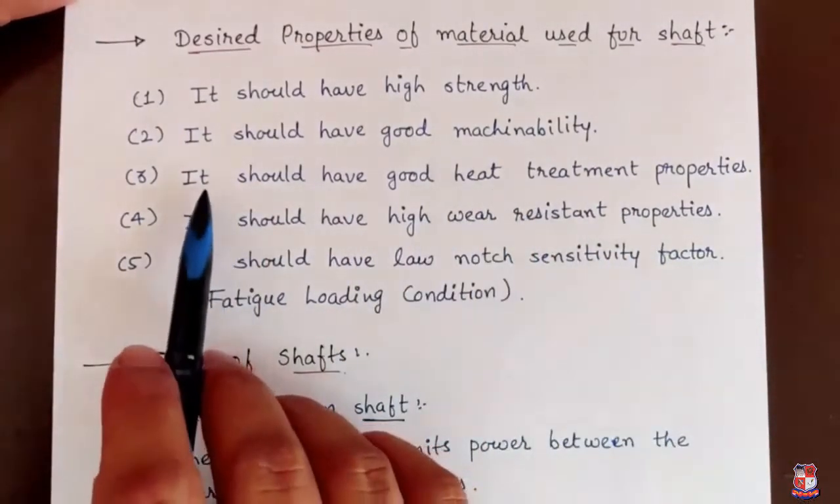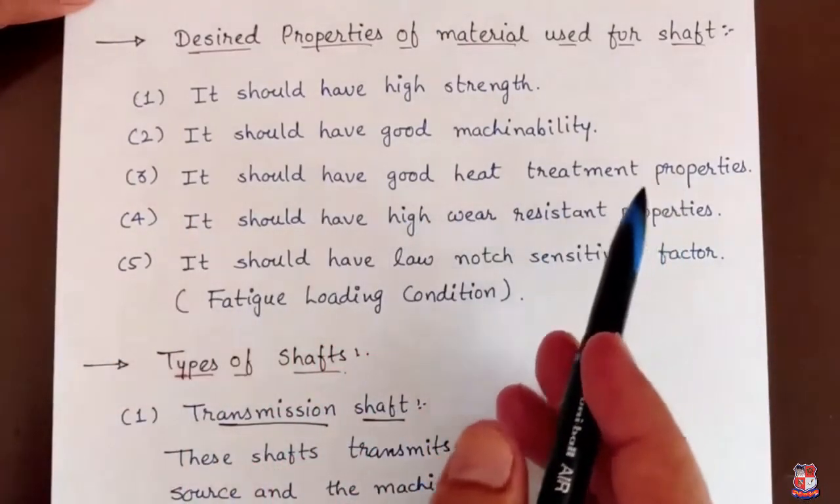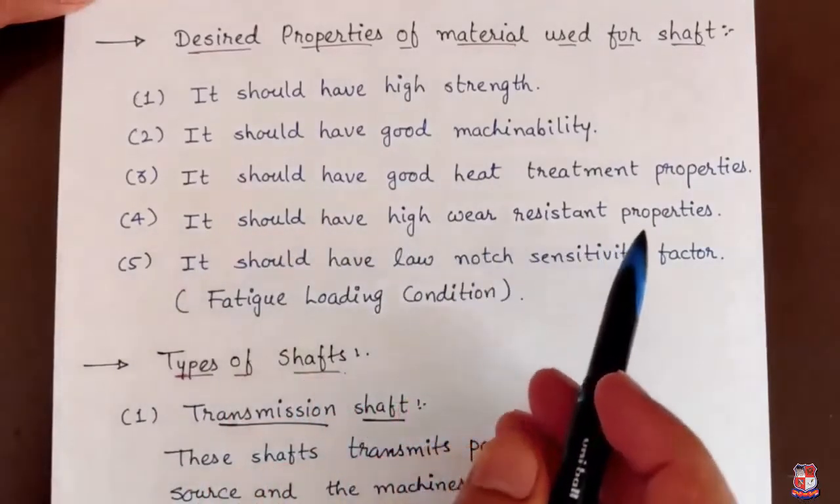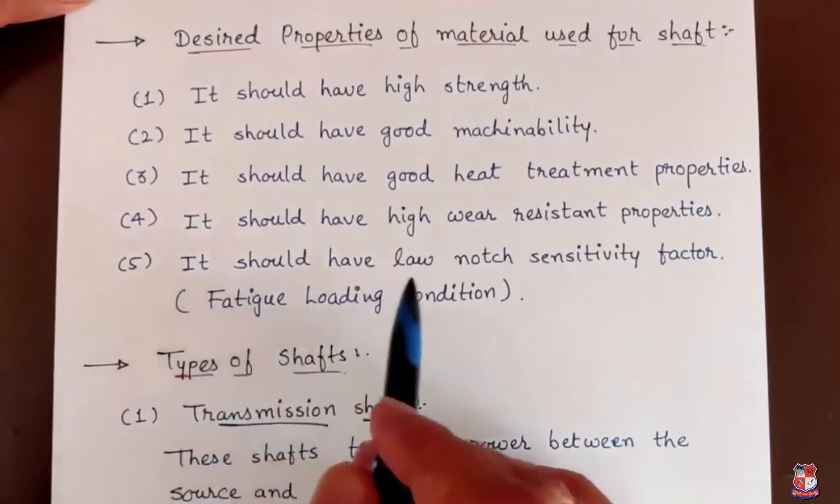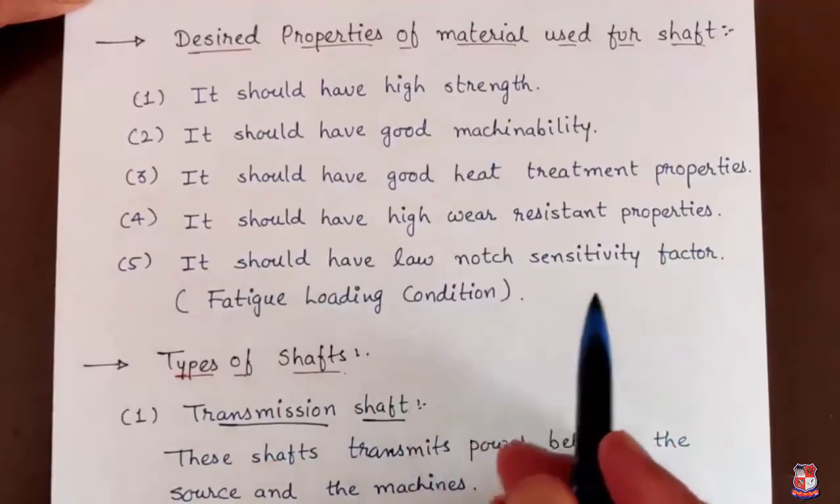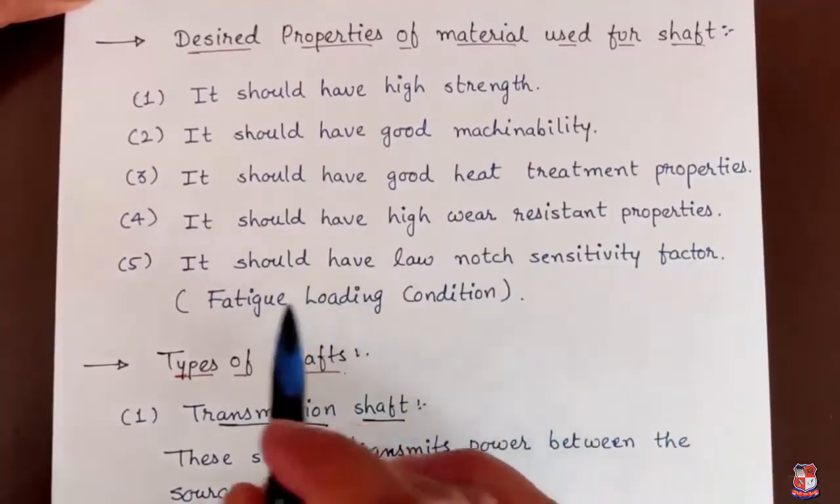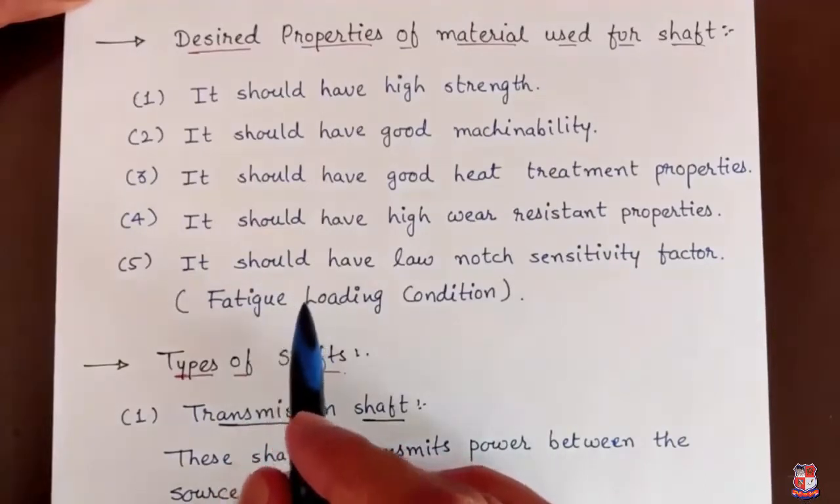The third property is it should have good heat treatment properties. Fourth one is it should have high wear resistance properties. And the fifth and last one, it should have low notch sensitivity factor. Now here notch sensitivity factor is related with fatigue loading conditions. Basically fatigue loading includes various types of fluctuating loads.